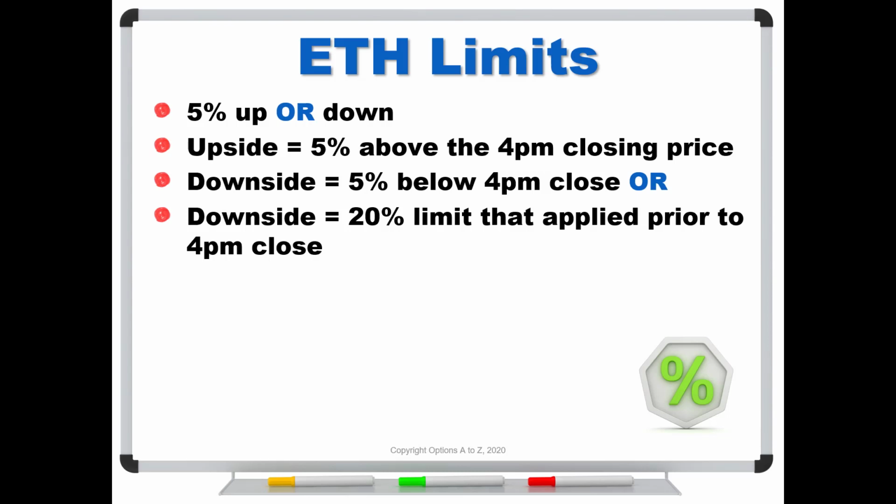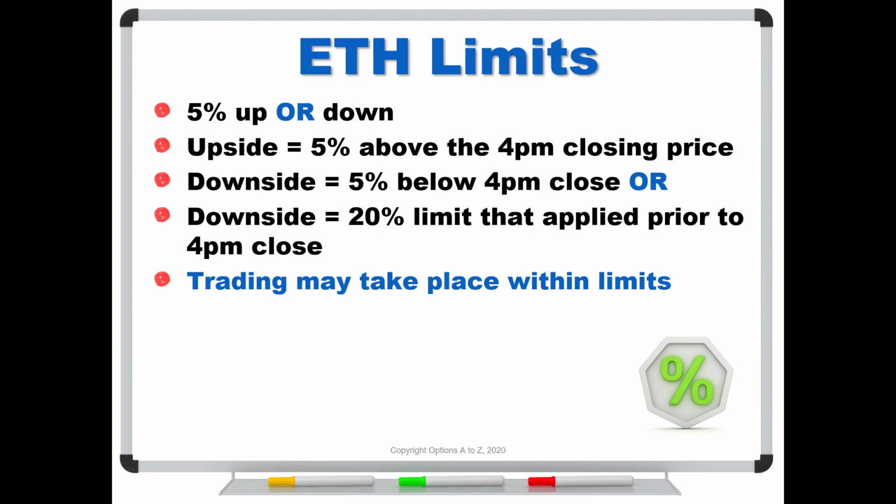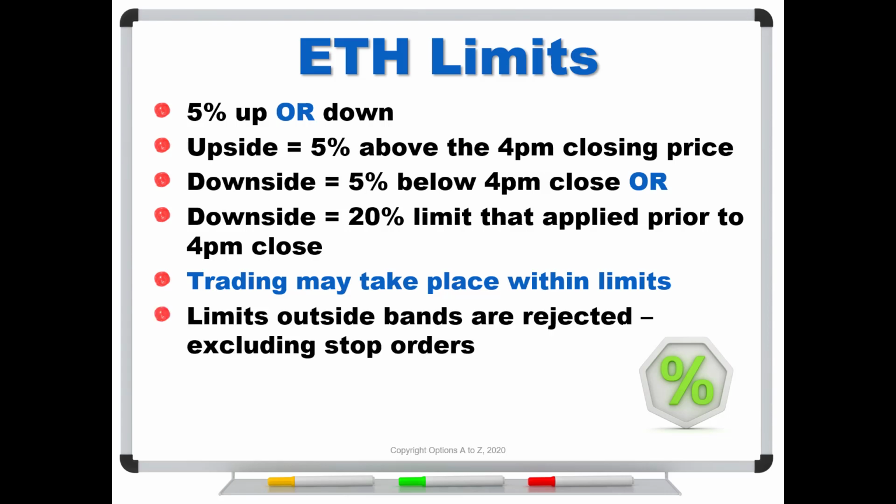It's important to understand that even if these limits are hit, trading may take place within the limits. So if you're trading the futures contracts to buy or sell at a limit that's within these bands, you can certainly do so and get them executed. But if you're placing limits outside of the bands, those orders will be rejected, excluding stop orders. You can certainly place stop orders, but if you're trying to place buy or sell limits outside of the bands, they're going to get rejected. I know it can be confusing, but I hope this sheds a little light on the subject and helps you understand some of the future headlines that we will undoubtedly see during the coronavirus scare.